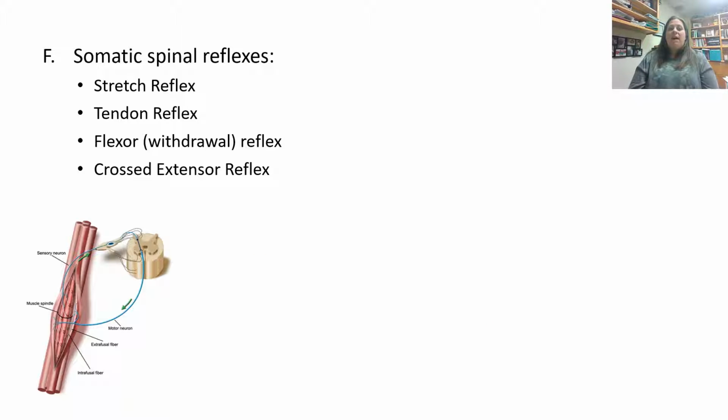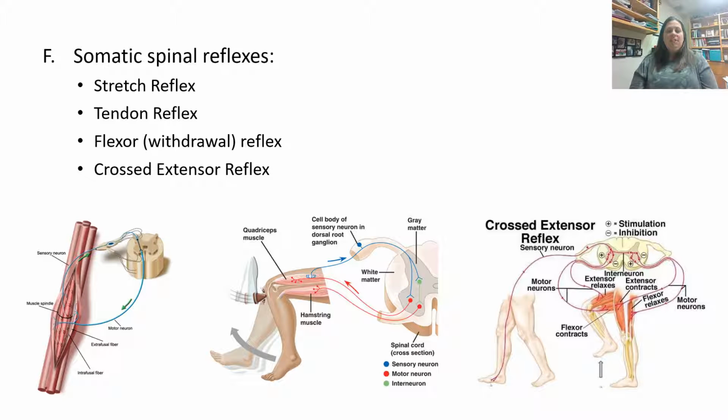So when we look at somatic spinal reflexes, there are different types. There are stretch reflexes, tendon reflexes. There's also a flexor withdrawal reflex and what we call a crossed extensor reflex. So the first picture is showing you more of a stretch reflex. The second is a flexor, and then we see what we call a tendon reflex, and then we see the crossed extensor reflex. You'll notice that the crossed extensor reflex is a lot more complicated than the others.